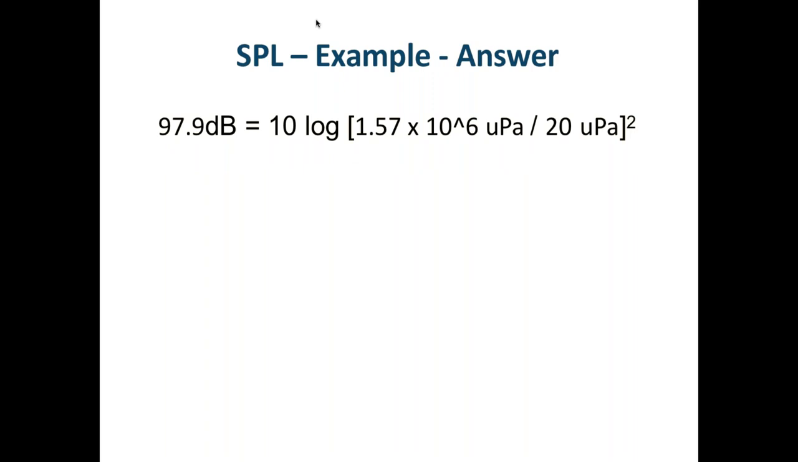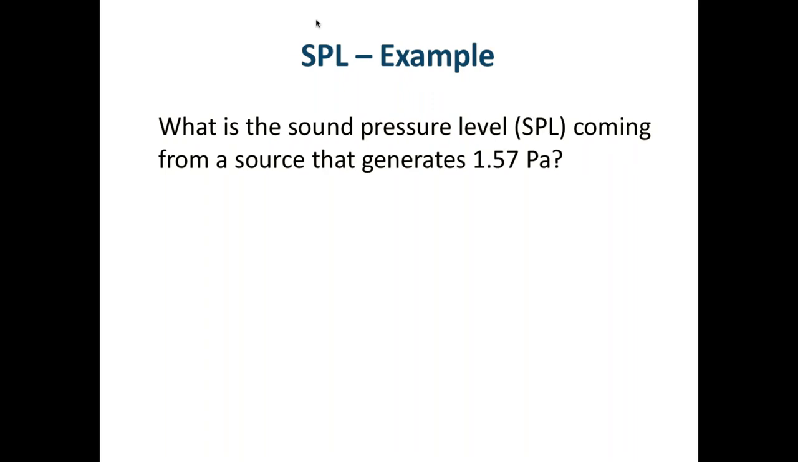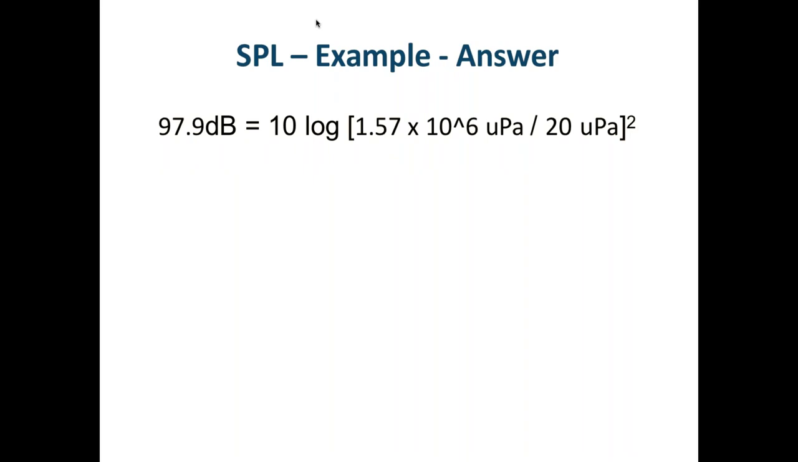1.57 pascals is the same thing as 1,570,000 micropascals. Another way of saying 1,570,000 micropascals is 1.57 times 10 to the 6th. That times 10 to the 6th says that I multiply it by a million. This is divided by the minimum that we can sense, 20 micropascals, and then we're going to square that ratio. Now you see why we had to multiply by a million, because we had to convert it into micropascals.